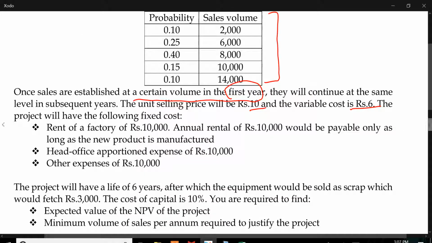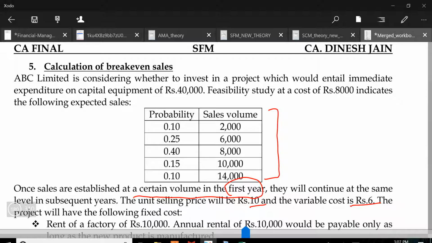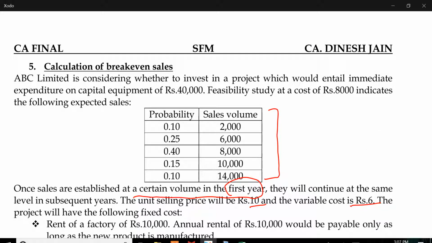The project will have a life of 6 years, after which the equipment would be sold as scrap, which would fetch 3,000. The cost of capital you are required to find out, NPV of the project, and minimum volume of sales per annum required to justify the project. 2 parts to the question, just go through this. This is page 180, question 5.